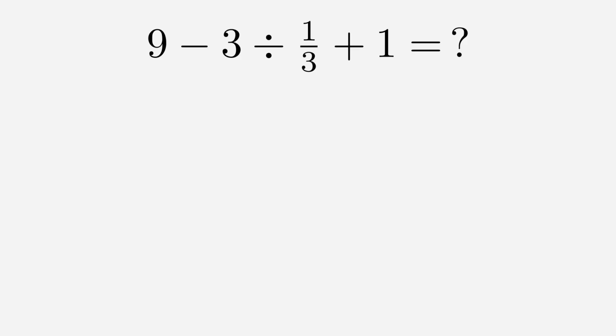2 traps in one problem. First, you have to do division first. Second, dividing by a fraction flips it. 3 divided by 1/3 is 9, not 1. Miss either trap and you're lost.